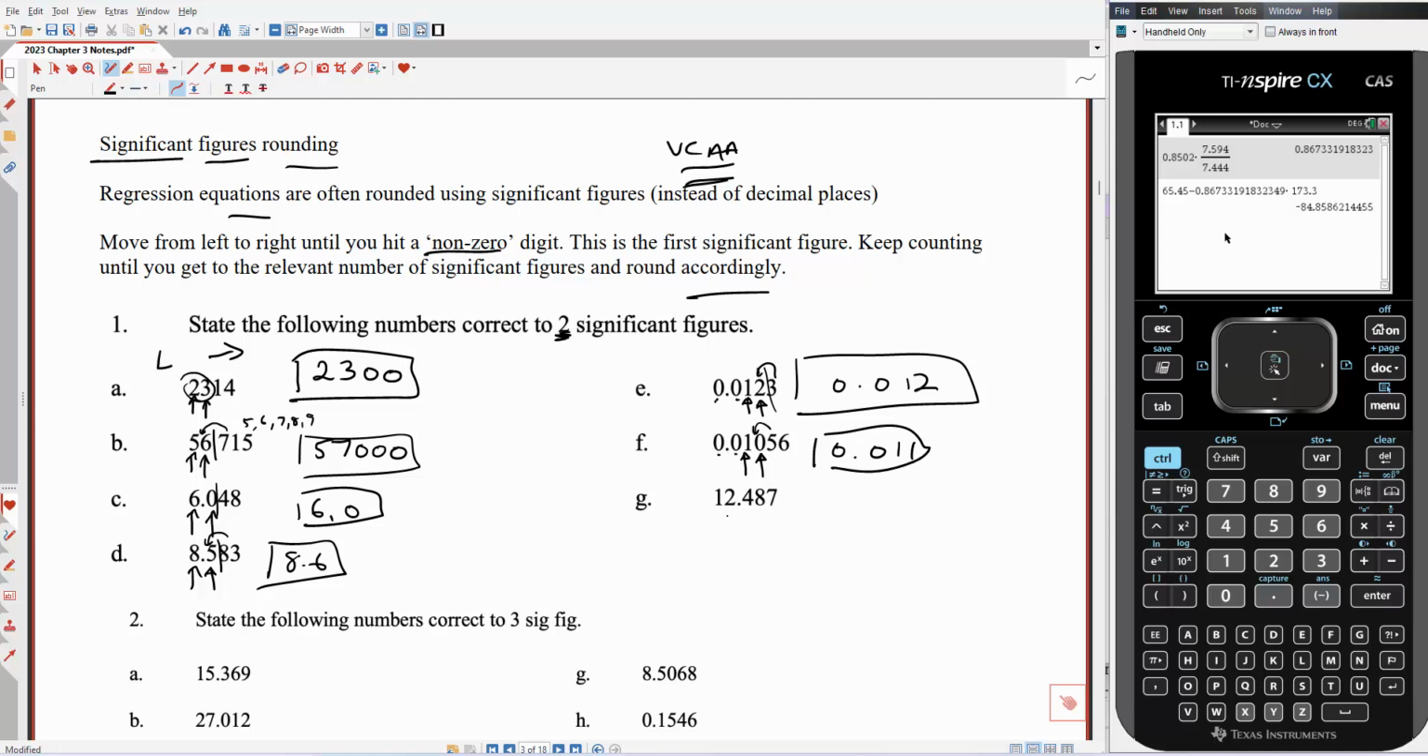Okay, here we go with this one here. So we've got a non-zero digit straight away. That's our first significant figure. That's our second significant figure. This suggests that it should not go up. It should stay the same. So that's just going to be 13.